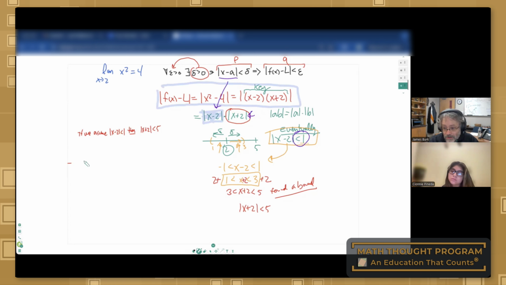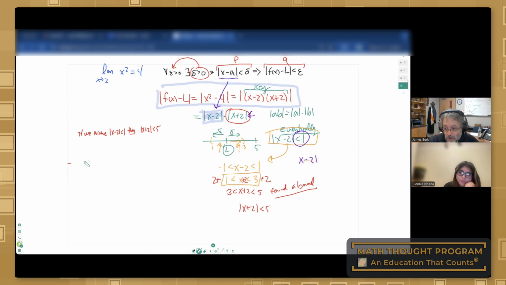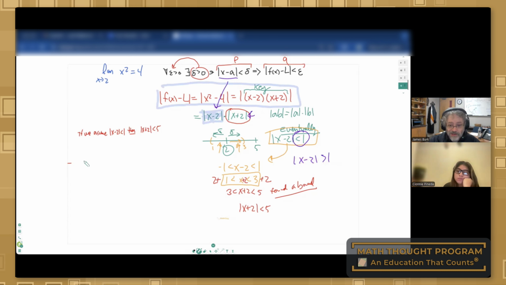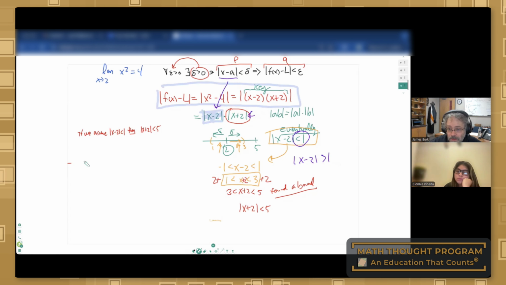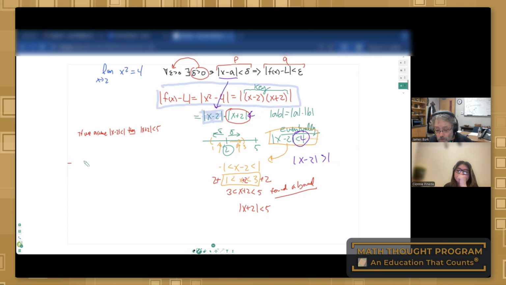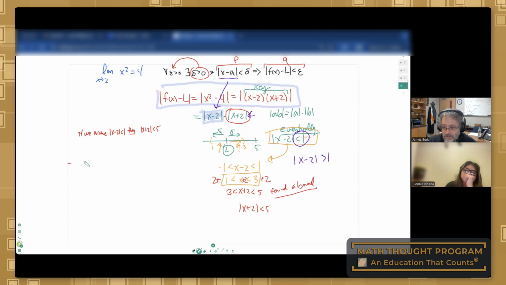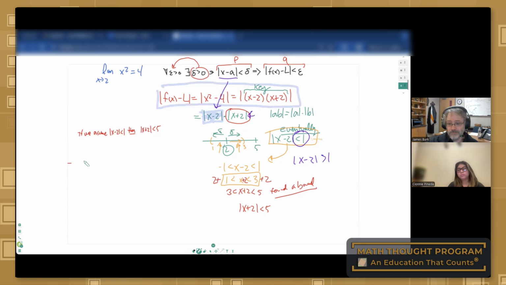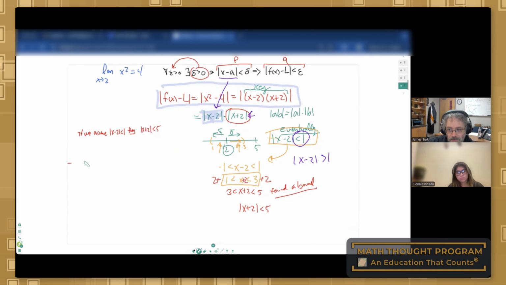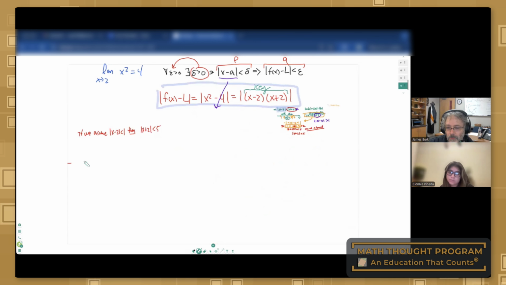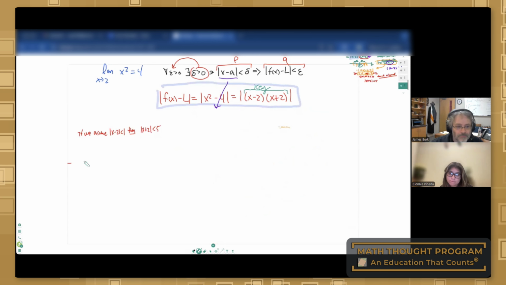Otherwise, if x minus 2, if this is always bigger than 1, you're never approaching 2. So I know eventually it's going to be less than 1. And like I said, you can say 4 if you want. You can say 7 if you want. It's just 1 makes it easy. Okay, so that's part of that scratch work. And we'll just push that off to the side now.